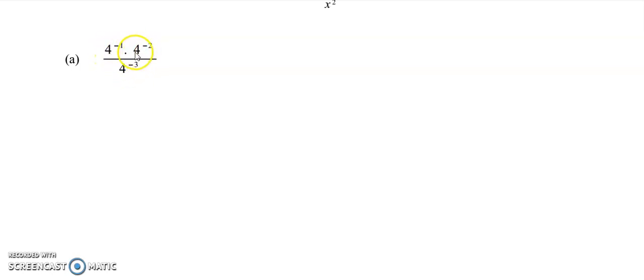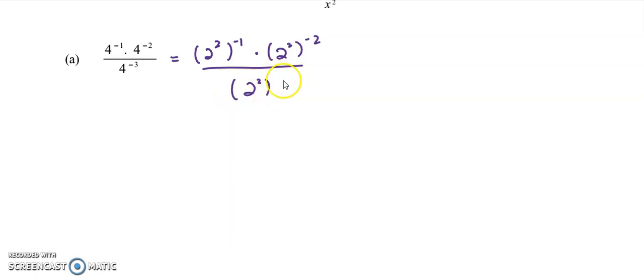We must know that the 4 can always be changed into the basic simplest base, that is the 2. So now I'm going to change the 4 into 2 power of 2, and originally, according to this question, this is power of -1, and the 4 over here is also changed to 2 power of 2, and this is power of -2, divided by 2 power of 2 power of -3. After that, I'm going to multiply the 2 by -1. I got my 2 power of -2.